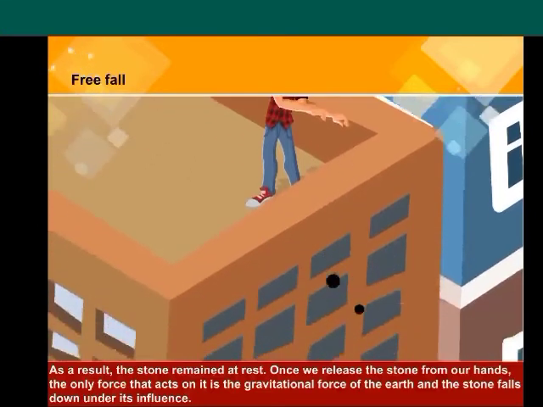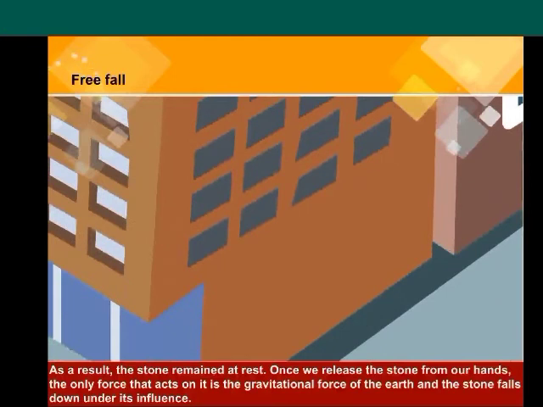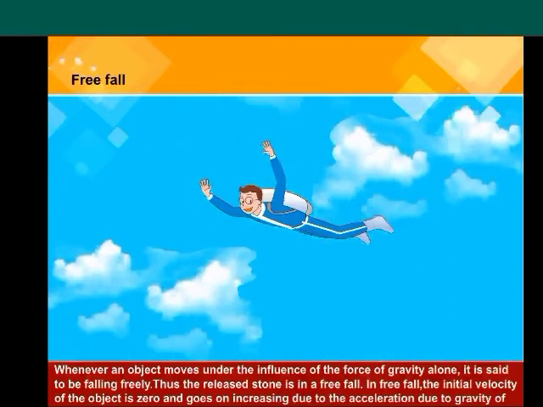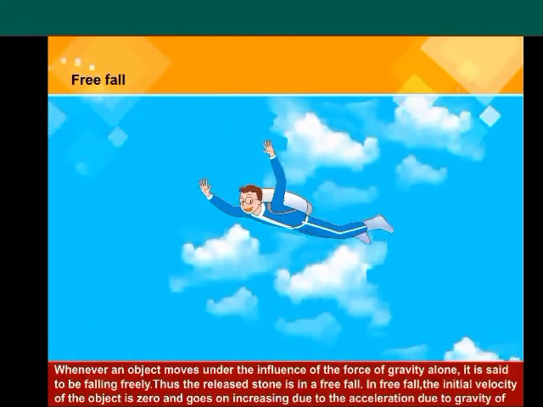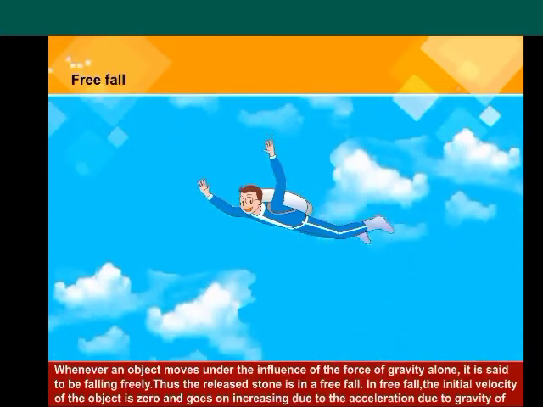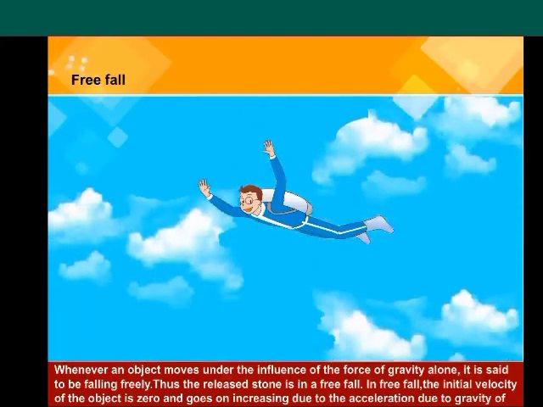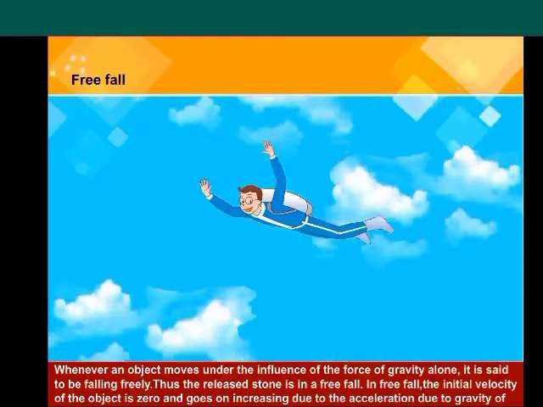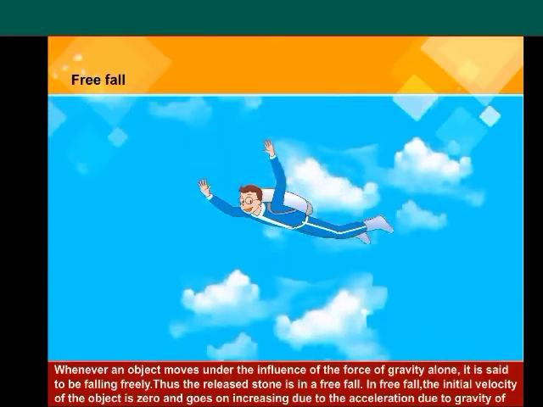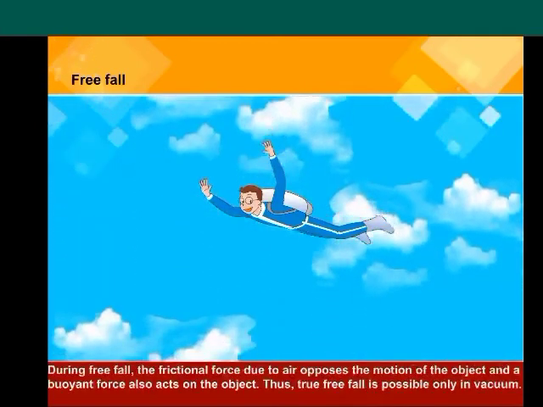Once we release the stone from our hands, the only force that acts on it is the gravitational force of the earth, and the stone falls down under its influence. Whenever an object moves under the influence of the force of gravity alone, it is said to be falling freely. Thus, the released stone is in a free fall. In free fall, the initial velocity of the object is zero, and goes on increasing due to the acceleration due to gravity of the Earth.